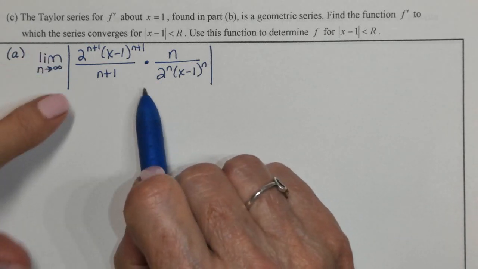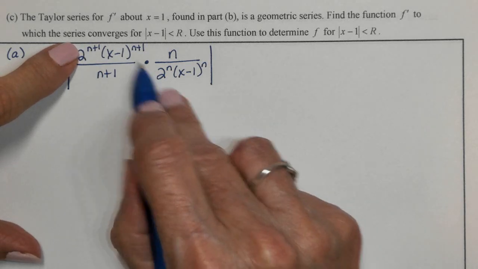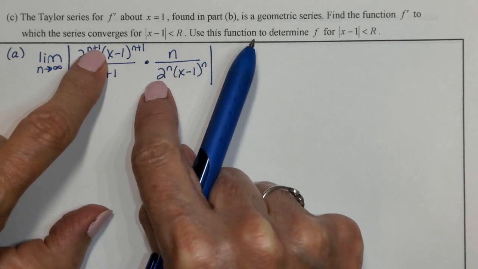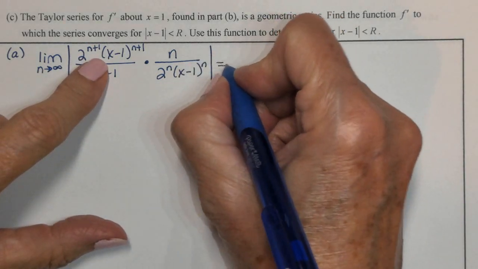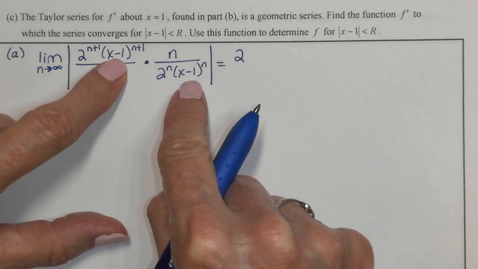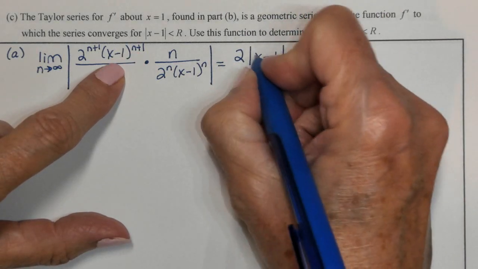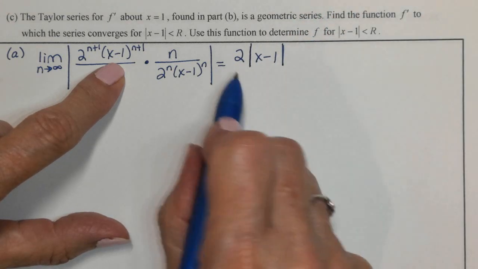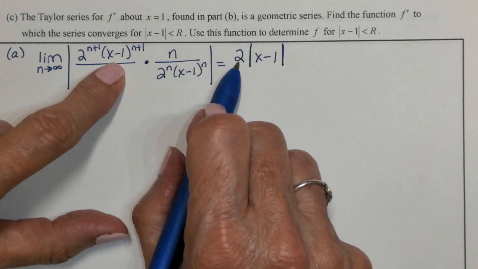As I take this limit, the 2 to the n's, we can reduce those, right? 2 to the n plus 1 over 2 to the n leaves me a 2 on top. The x minus 1's also reduce, leaving me an x minus 1. I'm going to keep my absolute values around that because it has an x in it. I didn't have to keep my absolute values around the 2 because the absolute value of 2 is just 2.